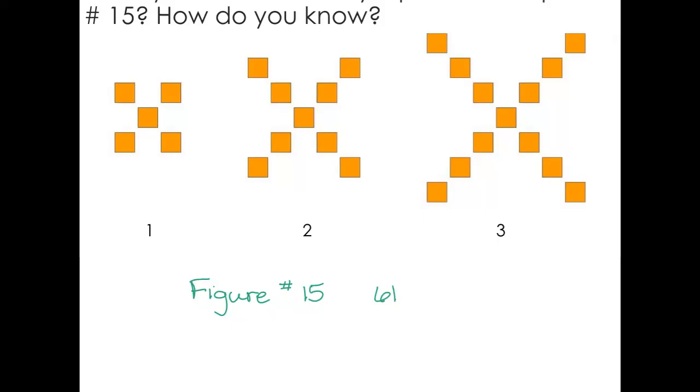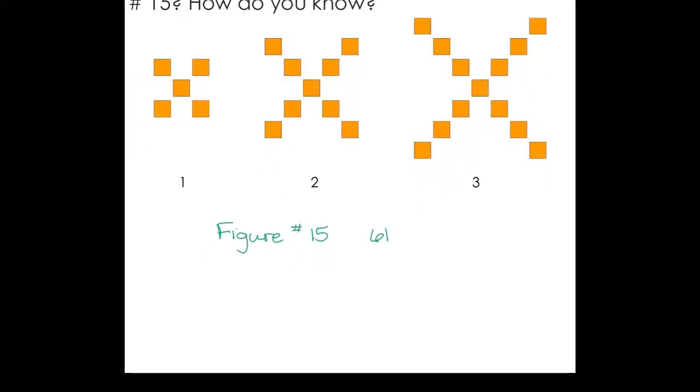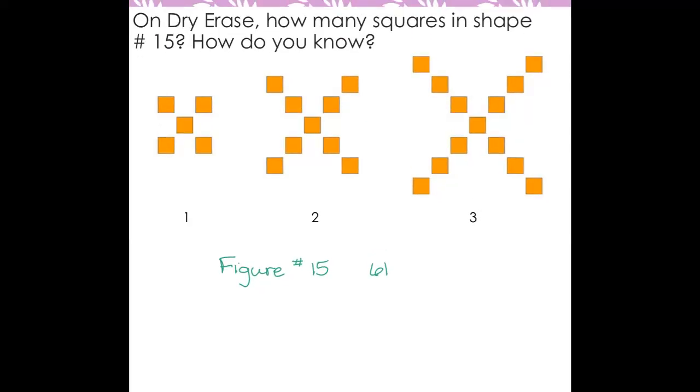Those of you that got 61, can you help explain for the rest of us? Well, you know how the first figure is 5. So if you just add 4 more boxes in the corner, that would be 9. You just have to keep adding 4. You keep adding 4. Okay.